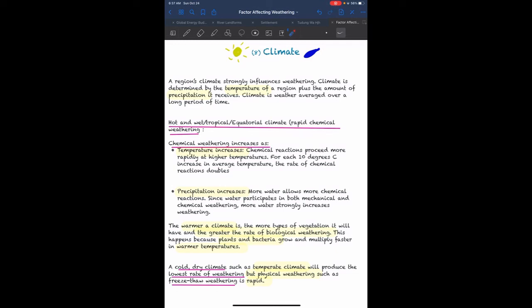The second example of climate is the cold, dry climate, such as in temperate regions, where it will produce the lowest rate of chemical weathering, but physical weathering is rapid, such as in freeze-thaw.